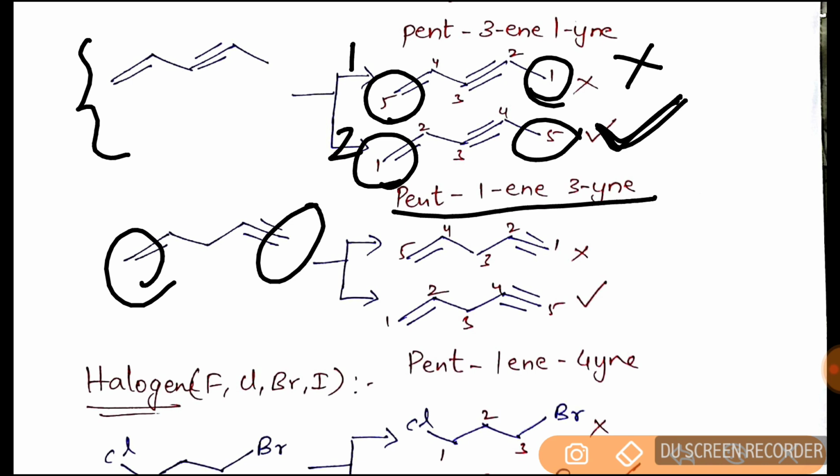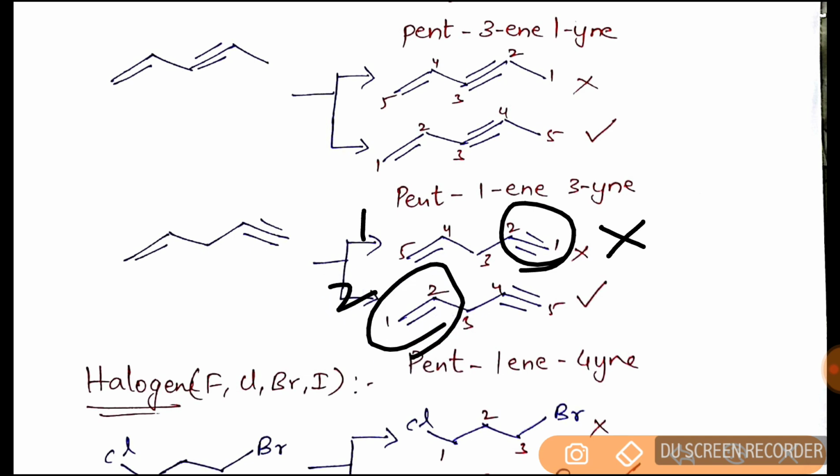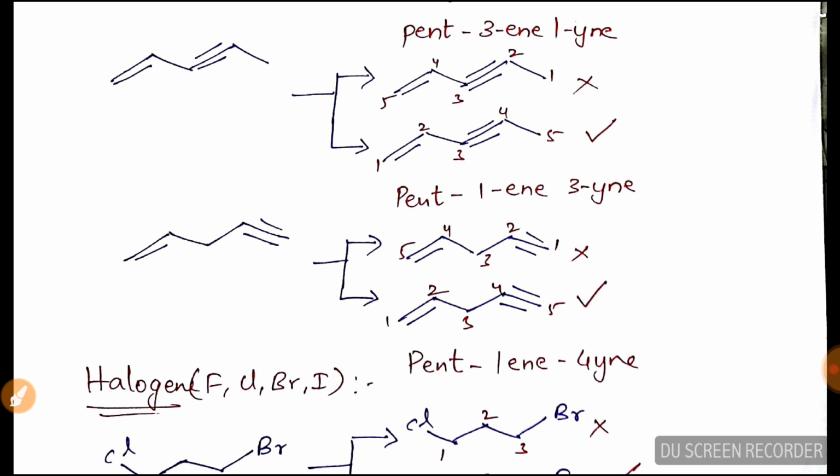So let's see this first way. In this first way, the numbering is given from alkyne, which is not correct, because alkene is greater than alkyne. Sorry for my writing. Just remember that alkene is greater than alkyne. So in this case alkyne is given more preference than alkene, which is wrong. And in the second case, alkene is given more preference. The first preference is given to alkene over alkyne, which is correct. And the IUPAC nomenclature is given below.